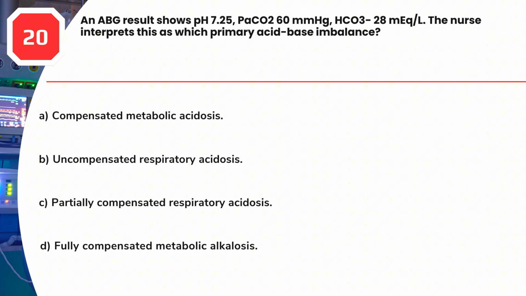Question 20. An ABG result shows pH 7.25, PaCO2 60 mmHg, HCO3 28 milliequivalents per liter. The nurse interprets this as which primary acid-base imbalance? A. Compensated metabolic acidosis. B. Uncompensated respiratory acidosis. C. Partially compensated respiratory acidosis. D. Fully compensated metabolic alkalosis.